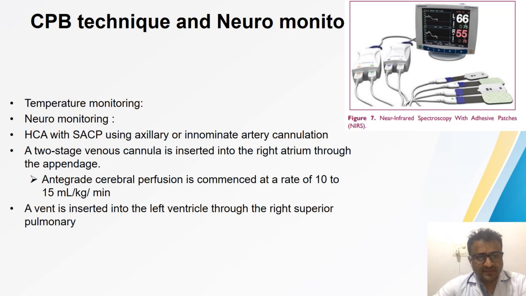The two-stage venous cannula is inserted in the right atrium, the appendage, and antegrade cerebral perfusion is commenced in the range of 10 to 15 ml per kg. The vent is inserted in the left ventricle through the right superior pulmonary vein. In our setup, we initiate cardiopulmonary bypass with the right femoral and right axillary or innominate artery for arterial inflow, and the two-stage venous cannula, inserted into the right atrium, is used for venous drainage.